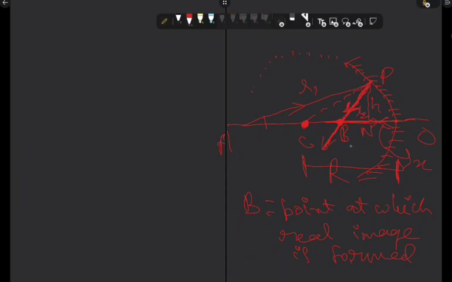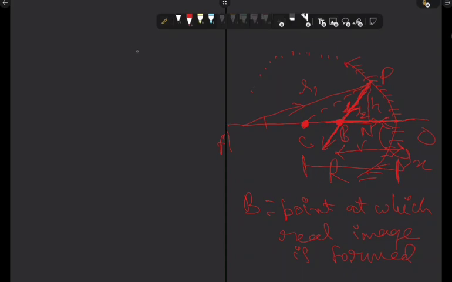OB is equal to your V. That is your image distance. As the image is being formed at B, when we measure the distance of B from O, it will be your V. It is getting very congested over here, but you can still understand everything. If you draw it in the figure, then you will understand everything clearly.